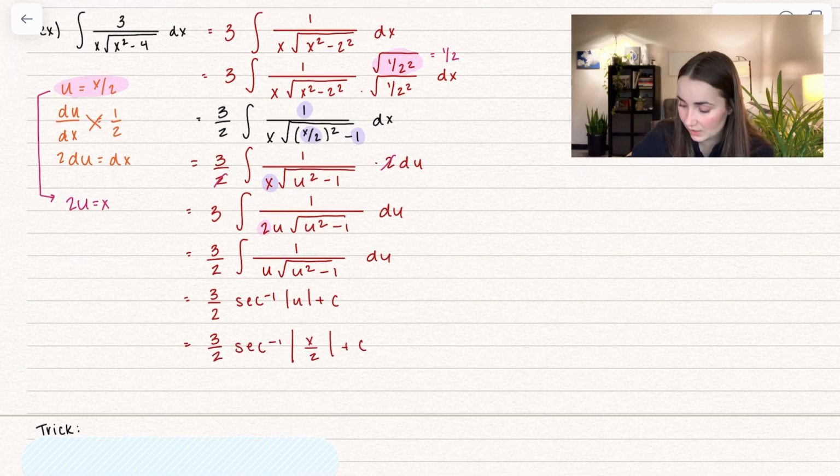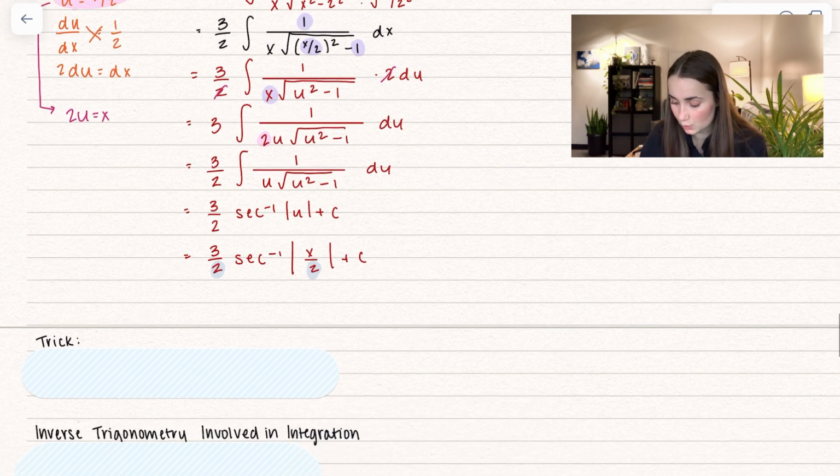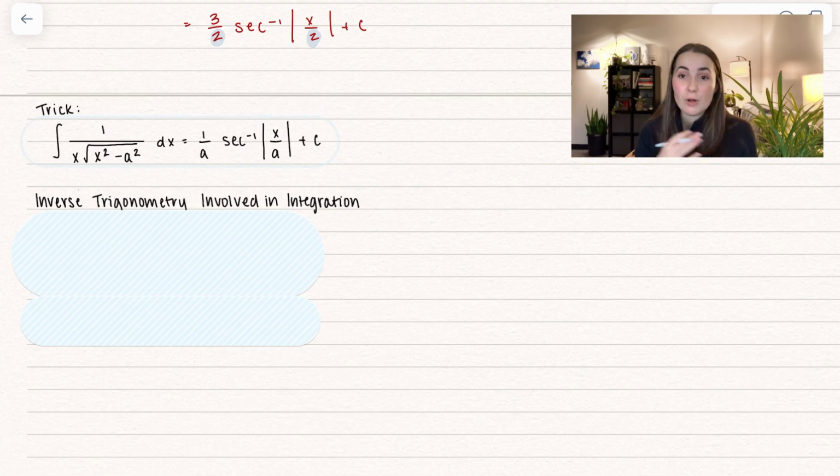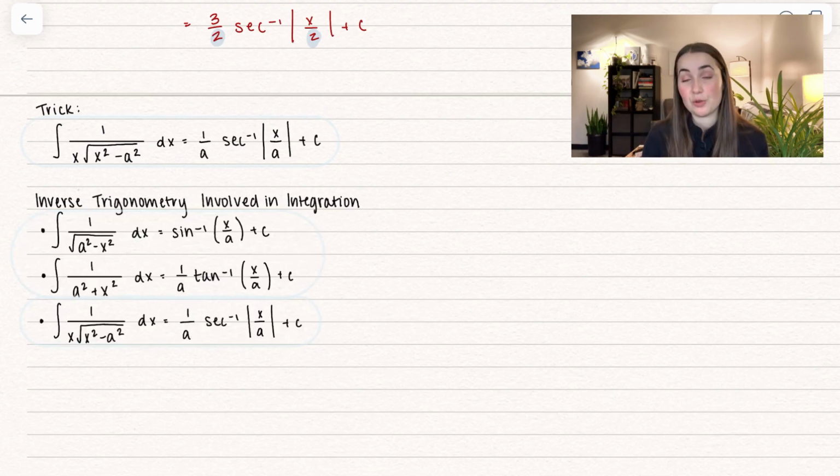So notice here when it was 2 squared, what we ended up with is 3 divided by 2, inverse secant of x divided by 2. So that weighs into our trick where we have the integral of 1 over x times the square root of x squared minus a squared is equal to 1 over a inverse secant of x divided by a plus some value c. So overall, the inverse trigonometry involved in integration is going to be these 3 integrals. So this has to do with inverse sine, inverse tangent, and inverse secant.